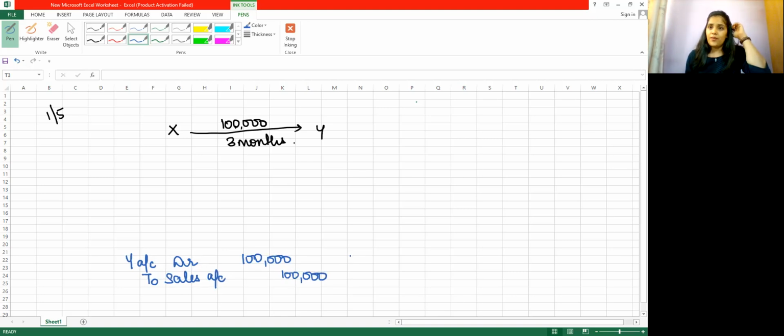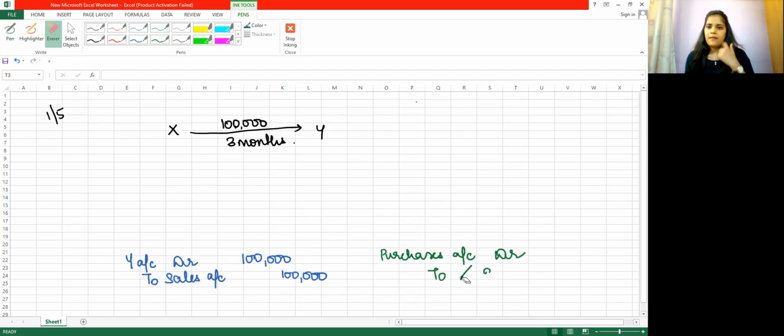Okay. Now, in the books of Mr. Y, he has purchased goods. Purchase is an expense. Expense increase debit, and you have to pay to Mr. X. Therefore, it is a liability. Liability increase credit. So, the journal entry Mr. Y would pass is purchase account debit to Mr. X account or to X account, 1 lakh.